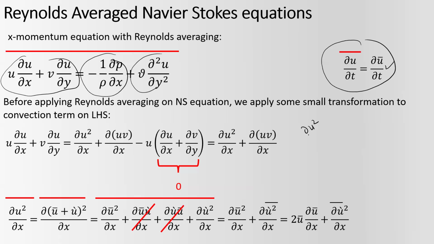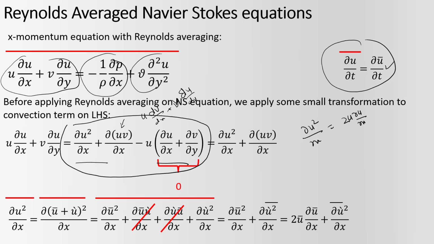∂u²/∂x will be equal to 2u ∂u/∂x. Similarly, I can apply the product rule for derivatives: keep the first term constant and differentiate the second, then keep the second constant and differentiate the first. Putting in the deltas and simplifying, we get the equation like this.